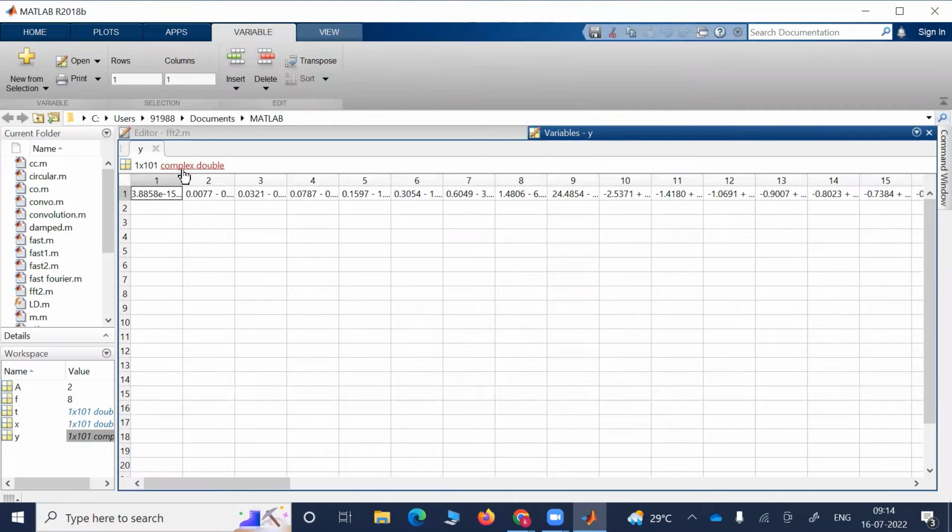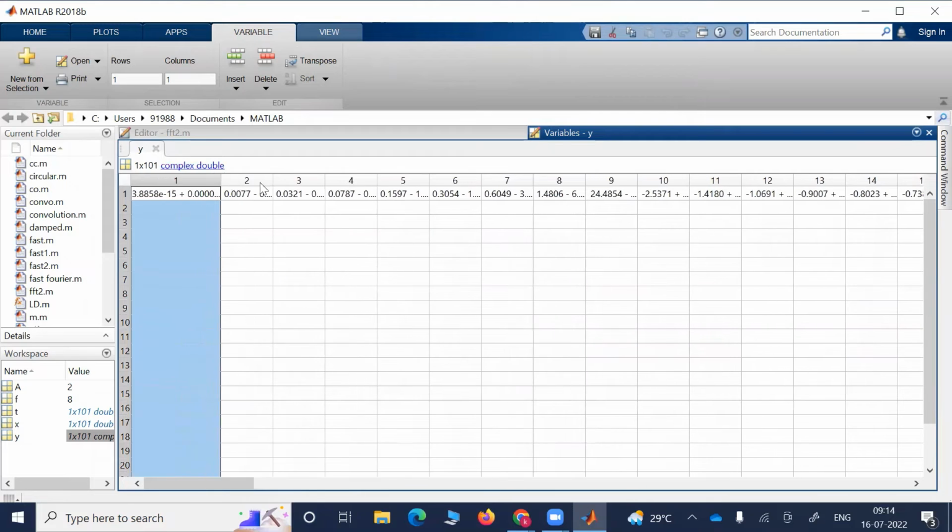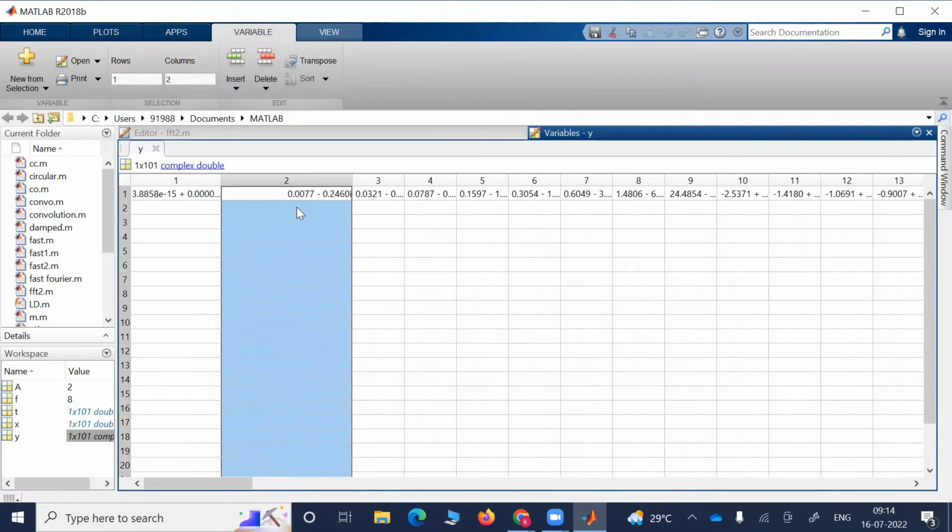If you find FFT of x, it gives complex values. A complex value is a value which has a real and an imaginary term. You can see here we have the real value and the imaginary value. And we are trying to plot the y value, both the real part and the imaginary part. That's why we got a graph like that.